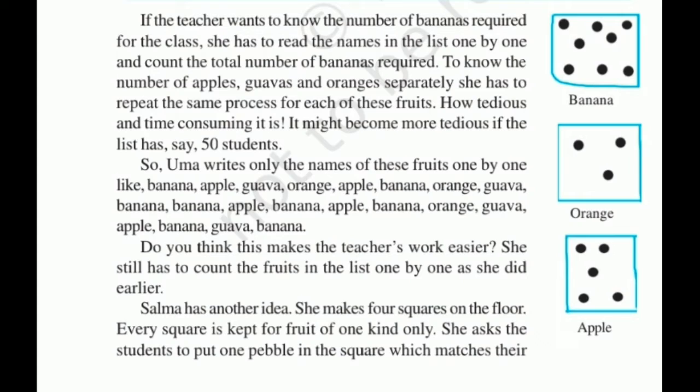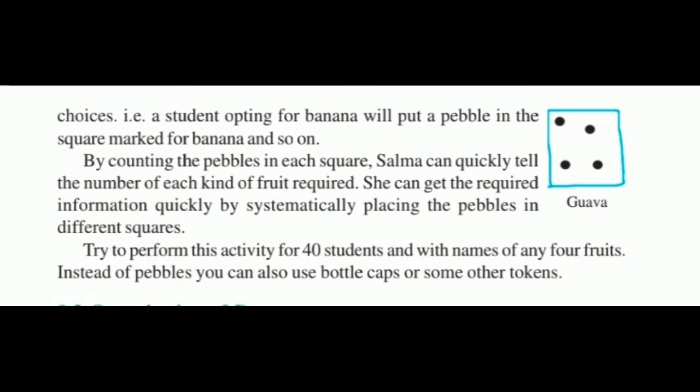Salma has another idea. She makes 4 squares on the floor. Every square is kept for fruit of one kind only. She asks the students to put one pebble in the square which matches their choice. That is, a student opting for banana will put a pebble in the square marked for banana and so on. By counting the pebbles in each square, Salma can quickly tell the number of each kind of fruit required. She can get the required information quickly by systematically placing the pebbles in different squares.